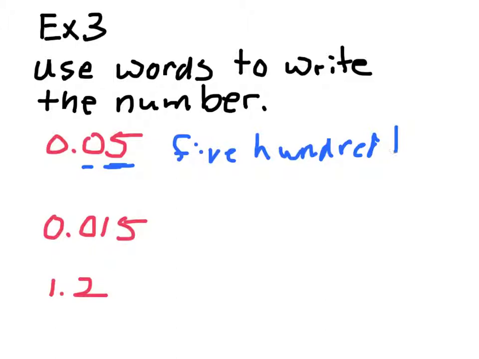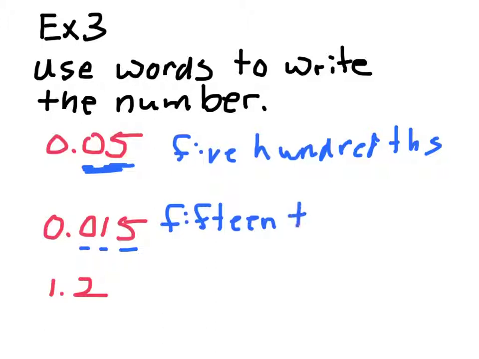And notice I have the THS at the end representing I've got a decimal. I have digits to the right of the decimal point. Okay, the second one, tenths, hundredths, thousandths. So this would be 15 thousandths. And emphasizing the THS at the end.